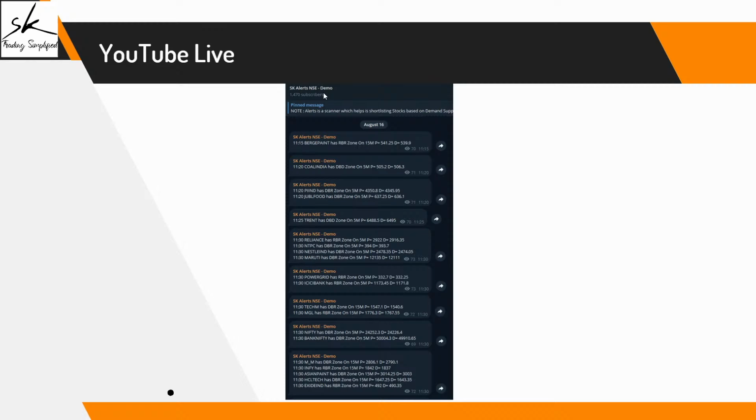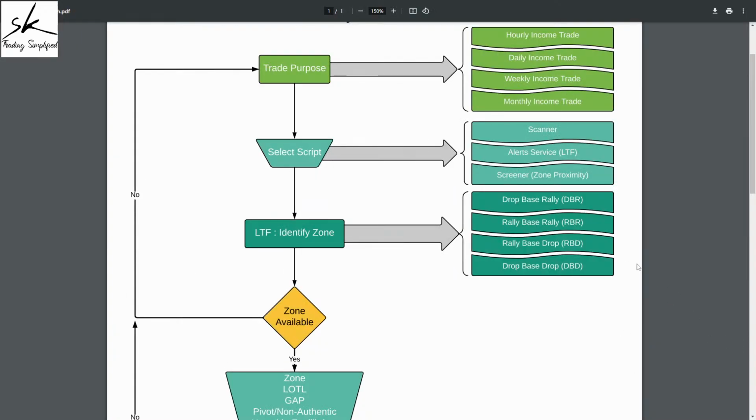and supply areas. As soon as you get to know on which symbol we have a formation of a demand zone, on which time frame we have a formation of a demand zone or a supply zone, you'll have to go to that time frame. You'll have to qualify that zone with your trade plan. If it qualifies, it might be an opportunity for you.